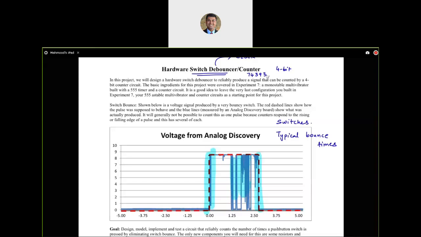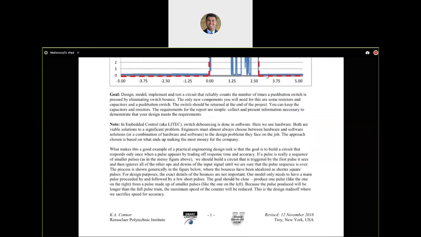So in project 3, our input is going to be this sort of blue line, which is the property of a bouncy switch, and our output is going to be the debounced output, which is indicated by that red dashed line over there. We want our switch to go from low to high state cleanly and then come back to low state very cleanly. So that's the objective. We have talked about the goal.